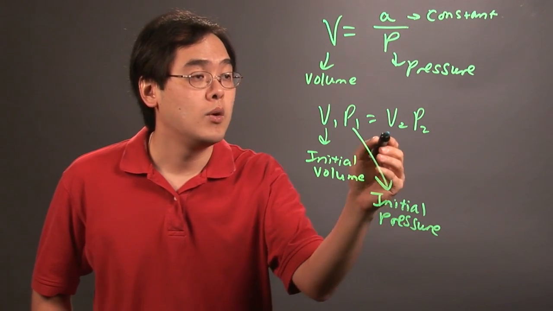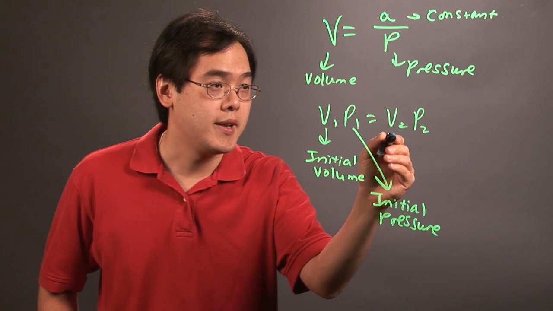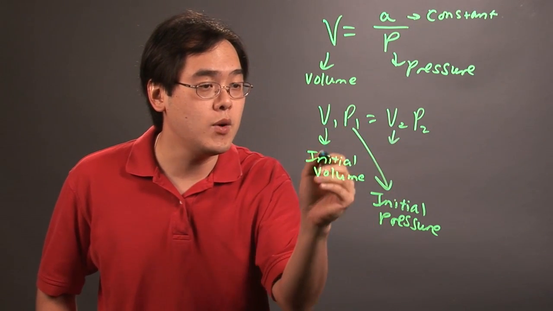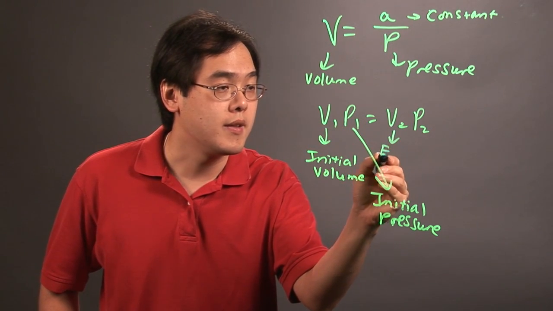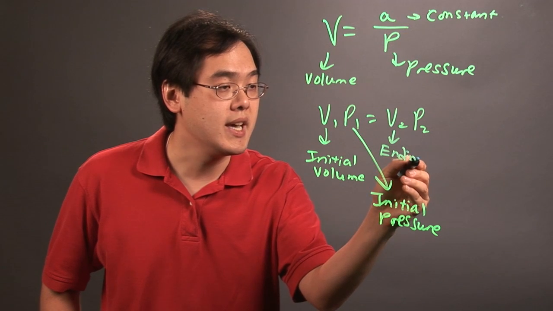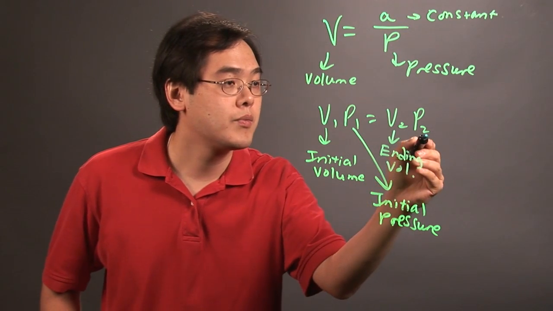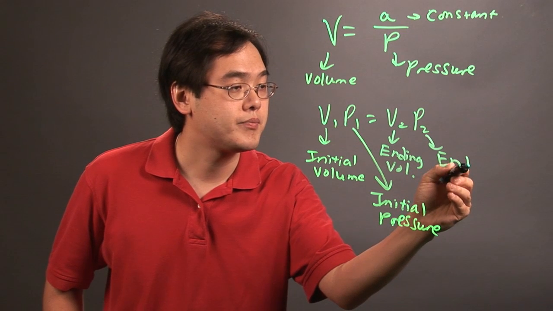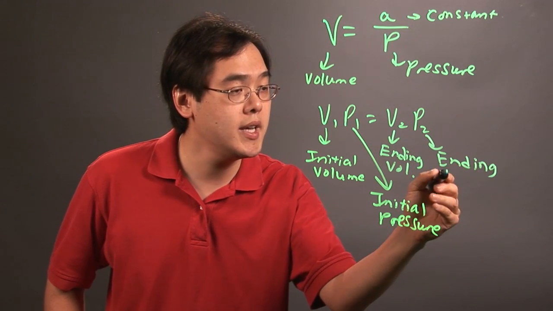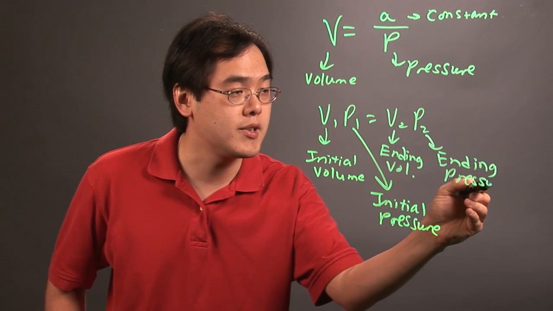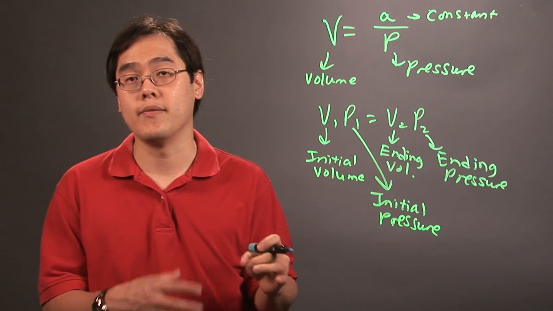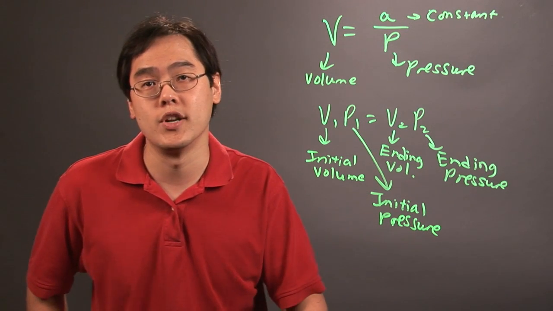Now, what does the V2P2 mean? If V1 is the initial volume, then V2 is the ending volume, and then P2 would be the ending pressure. So depending, again, on what the scenario is, you may be asked to use one of these equations, and then it might involve you plugging in values to solve for whatever it is that you need.